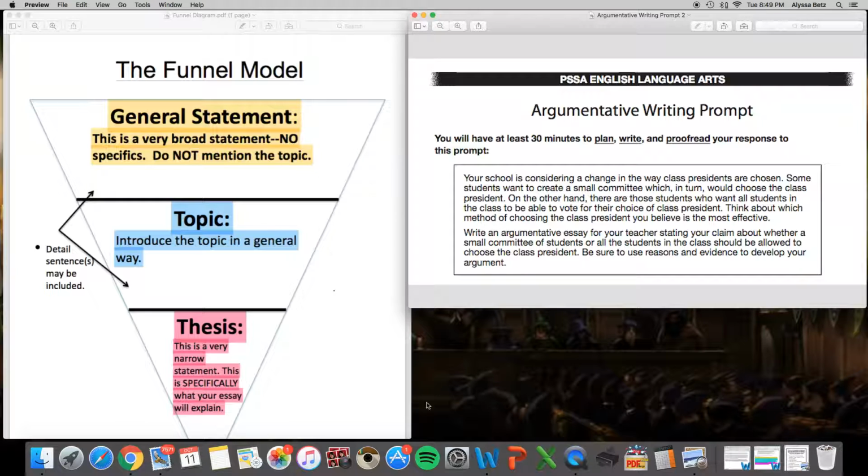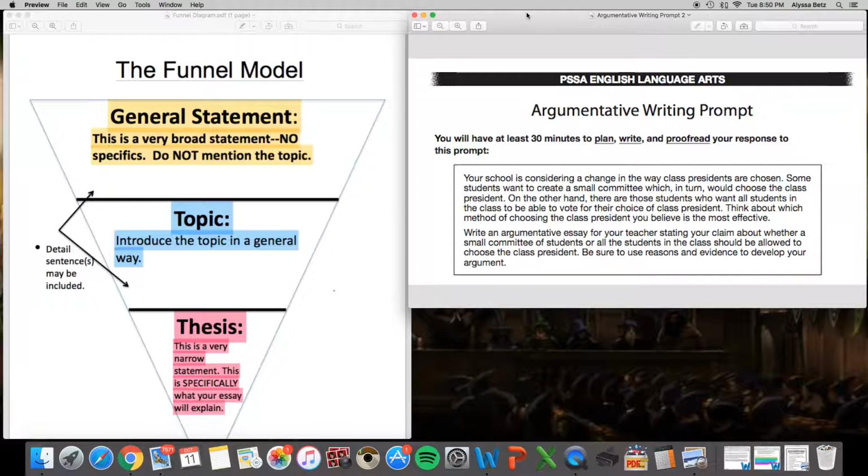But this must be completed and saved into My Files, and I want you to have a specific folder for these PSSA writing mini lessons. So please have that saved, your introductory paragraph saved to that file by the end of the period so that I can see that you have been working on it and so that we can build on this next week.